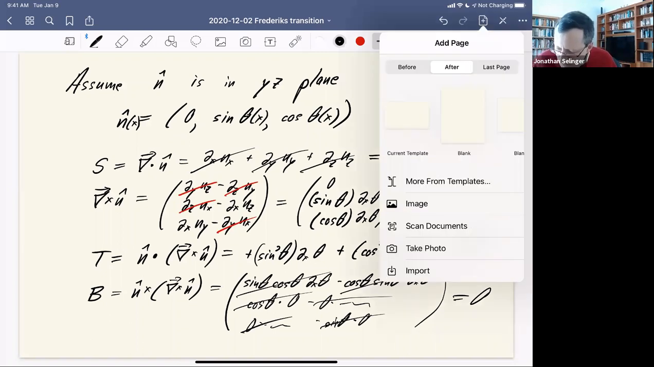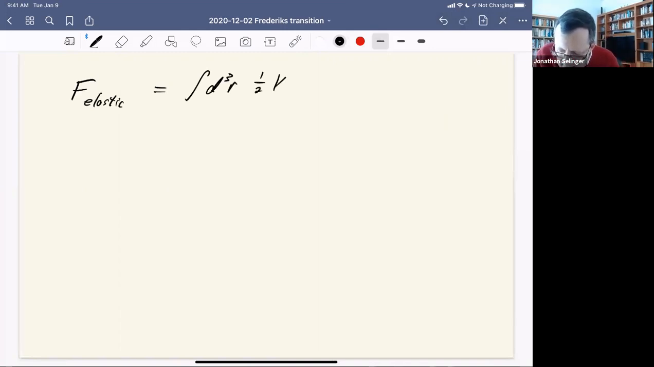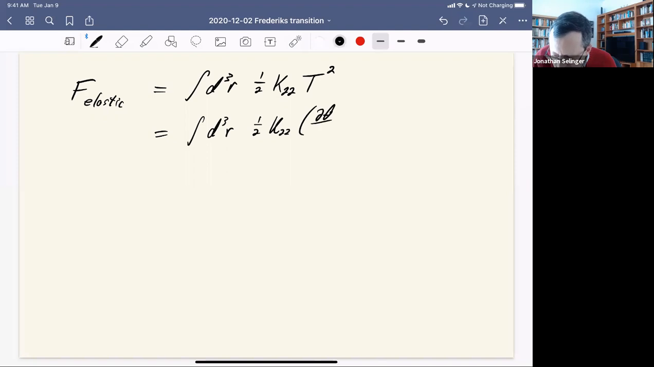Good news. Okay, so that means that the standard form for the Frank free energy, that's the elastic free energy, is an integral over all volume of 1/2 K22 times the twist squared. Okay. So that is an integral over all the volume of 1/2 K22 d theta dx squared.